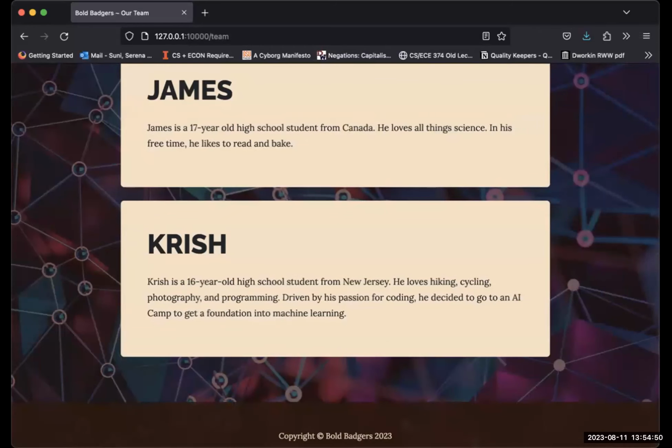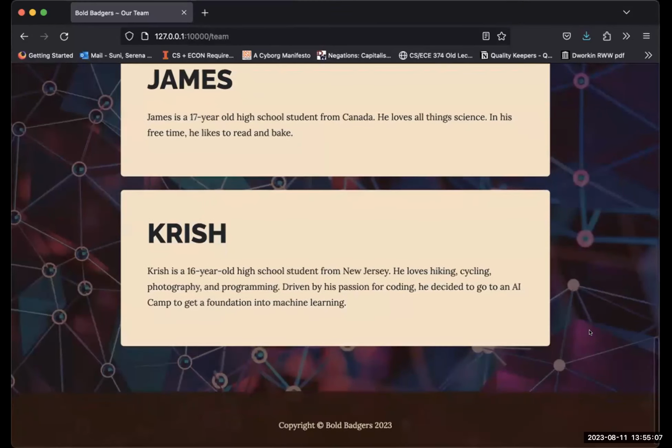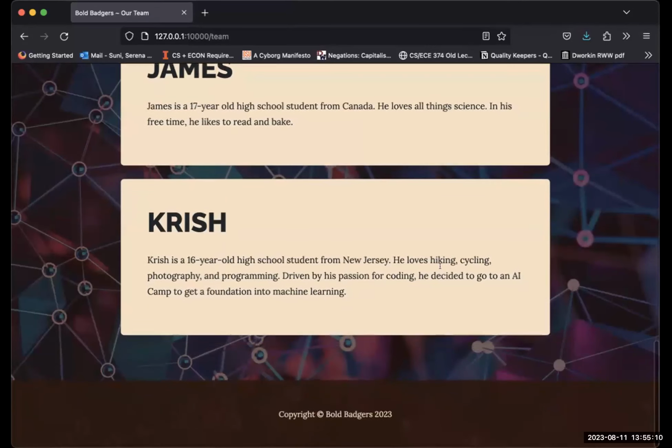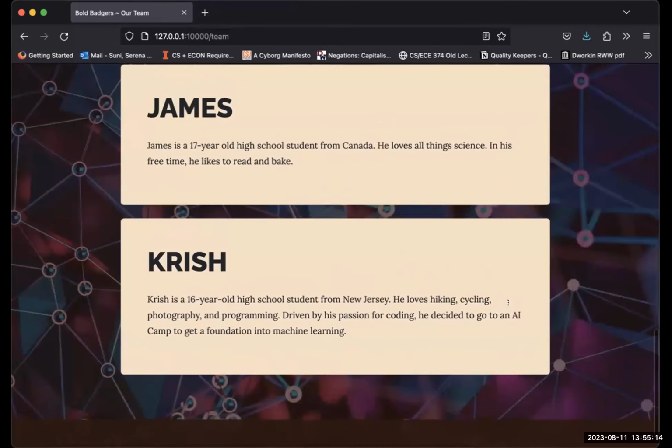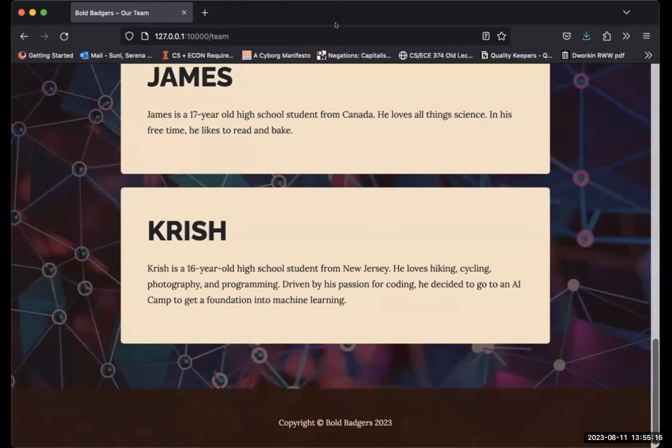So I'm Krish. I'm a 16-year-old high school student from New Jersey. I love hiking, cycling, photography, and programming. My main interest in doing this AI camp was to learn about data science mainly. I go to an FRC robotics team, and we produce a lot of data on our robot, match data, data about the performance of the robot. And I really wanted to see how I could leverage some data science to maybe make the team better.